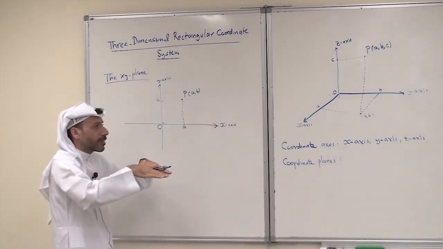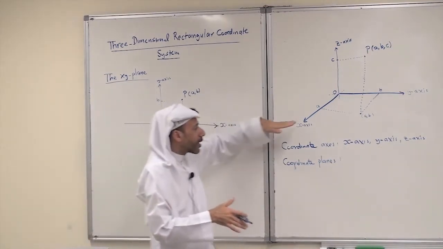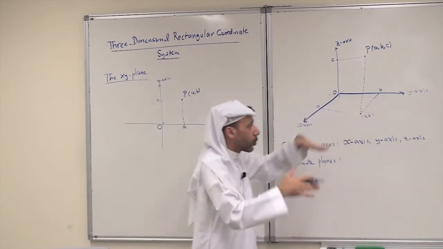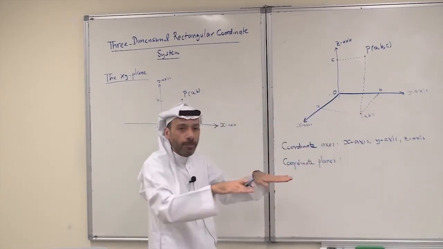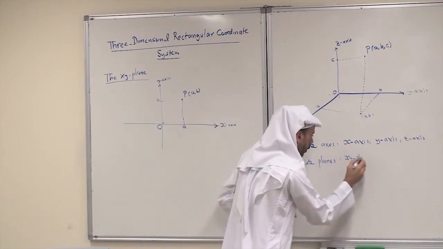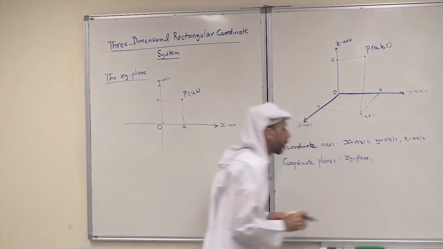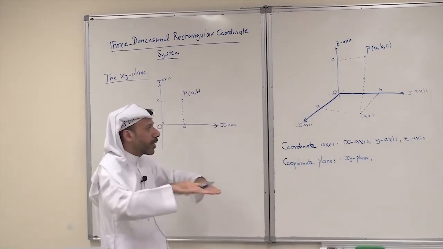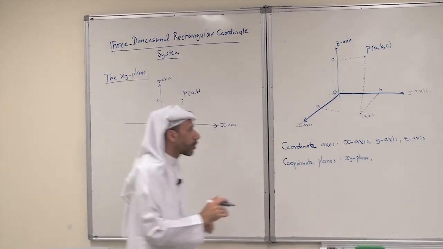Each of these two axes will form a plane. So the x-axis and the y-axis together will form the xy plane. You can think of the xy plane as the floor.